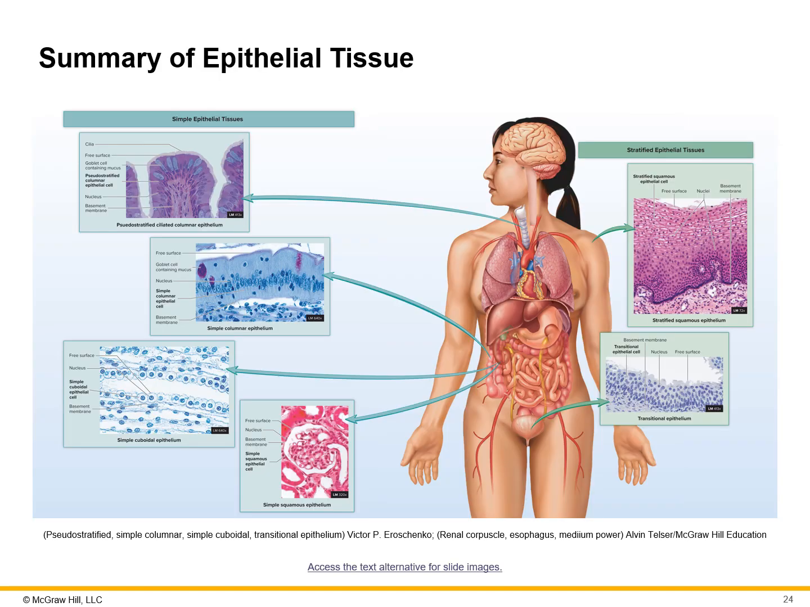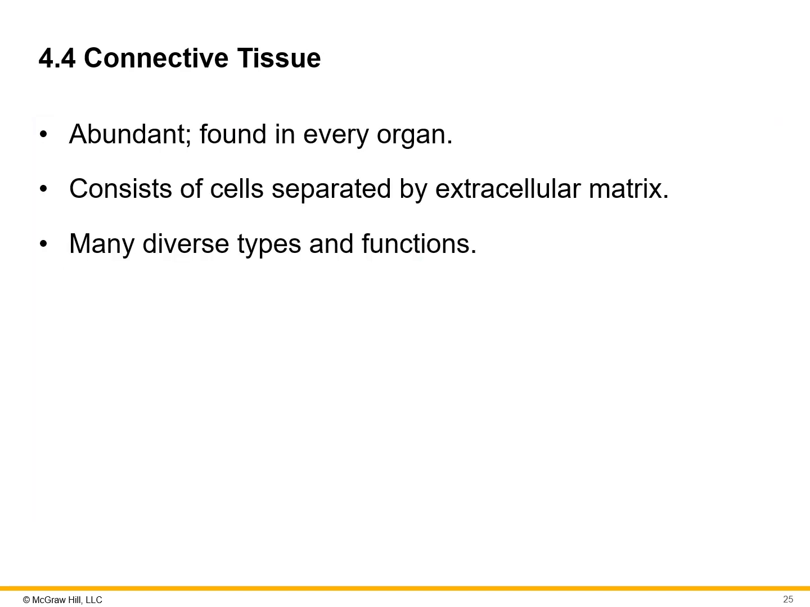So a little summary here about those epithelial tissues. I know this is pretty small, but all these different tables and pictures are just different ways to identify them. Whatever works best for you to know what they're doing and where they're found is what we want to focus on. All right, now moving into our connective tissues.